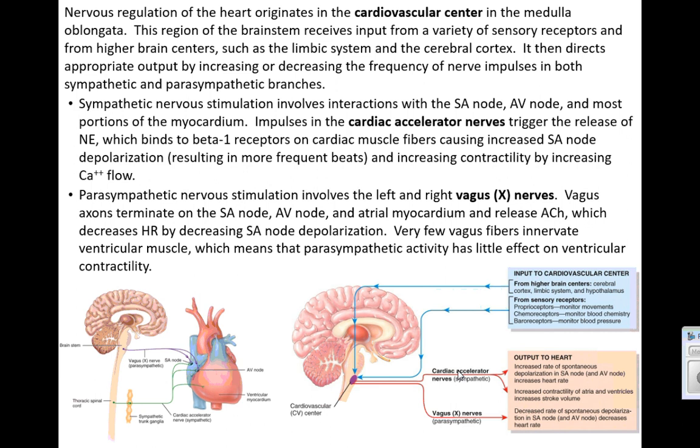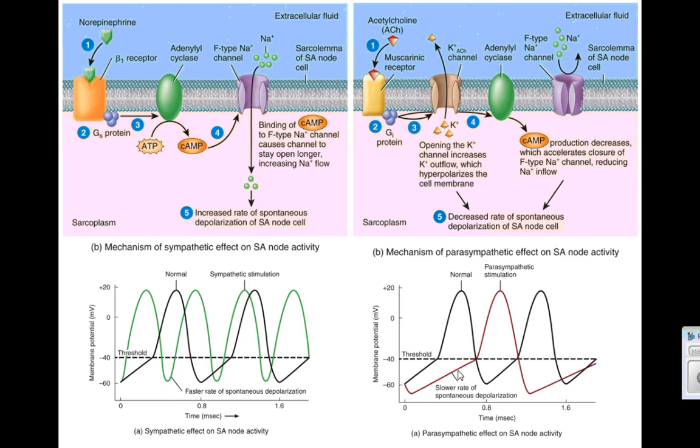Parasympathetic decreases heart rate. This involves those vagus nerves that release acetylcholine, which decreases the rate at which the SA node depolarizes. Now, very few vagus nerve fibers innervate the muscle of the ventricles, meaning it doesn't do very much to contractility. So as you can see, I put sideways arrows for stroke volume under parasympathetic. Overall, though, that does decrease cardiac output.